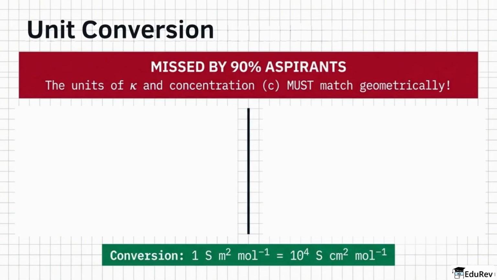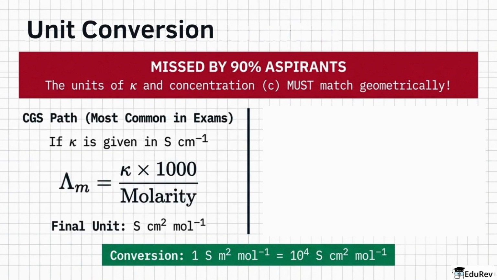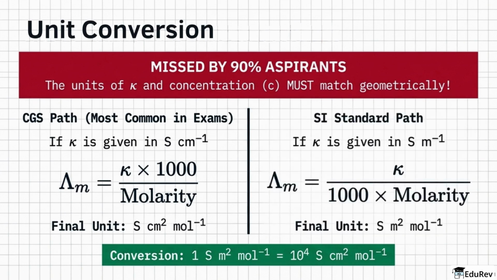Unit conversion becomes important here. The units of kappa and concentration C must match properly. The slide shows two paths. If kappa is in Siemens per centimeter, then lambda Em equals kappa times 1000 divided by m. If kappa is in Siemens per meter, then lambda Em equals kappa divided by the quantity 1000 times m. The final units become, CGS path, Siemens centimeter squared per mole, SI path, Siemens meter squared per mole.